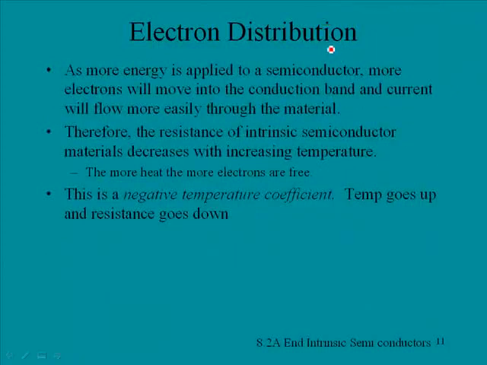Okay, electron distribution. As more energy is applied to a semiconductor, more electrons will move into the conduction band, and current will flow more easily through the material. Therefore, the resistance of an intrinsic semiconductor material decreases with increasing temperature. Now, that's an interesting thing. The reason is the more heat, the more electrons that are free. This is referred to as a negative temperature coefficient. As the temperature goes up, the resistance goes down.